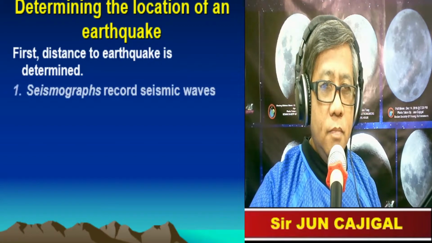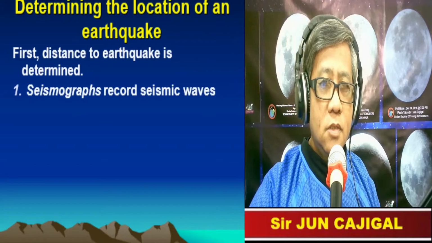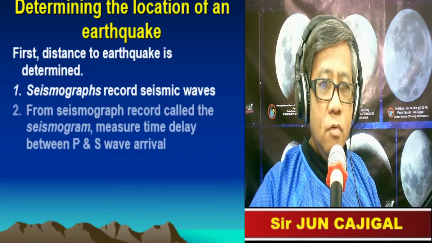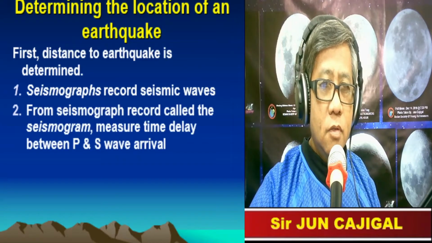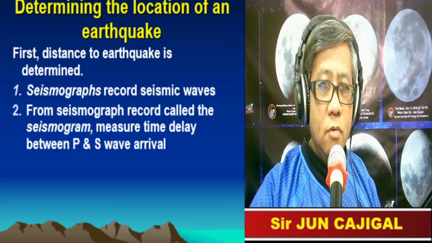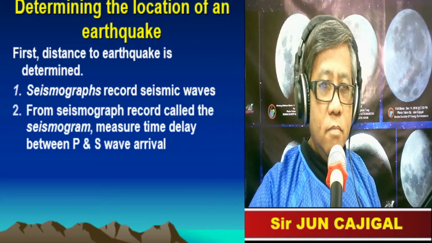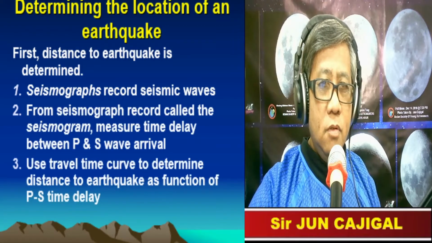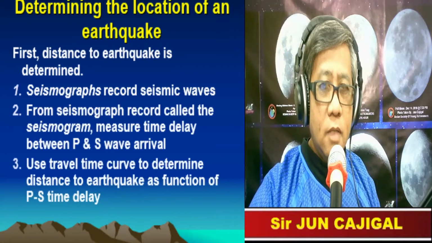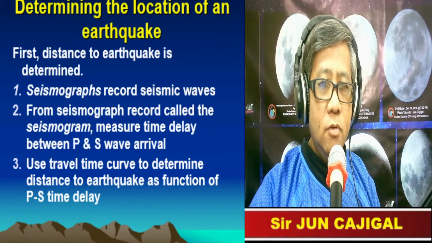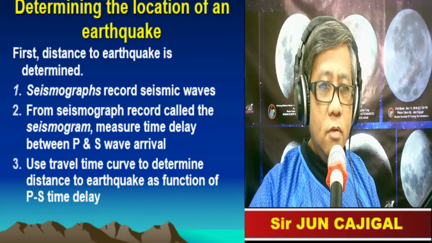Number one, the seismograph records the seismic waves. And number two, from the seismograph record called the seismogram, as we mentioned a while ago, that piece of paper on the revolving drum, the seismologist now measures the time delay between the P and the S wave arrival. Then the seismologist will use a travel time curve to determine the distance of the epicenter of an earthquake as a function of the P and S time delay.